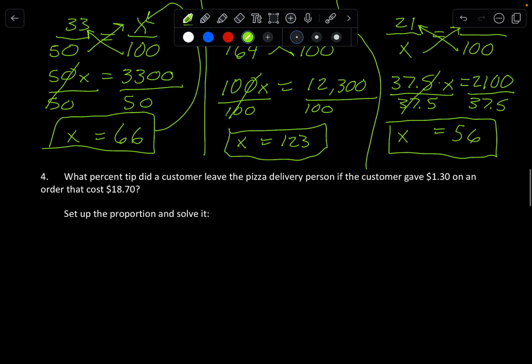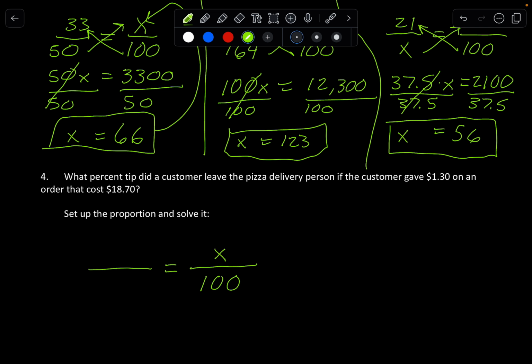All right, last little story problem here. It says, what percent tip did a customer leave the delivery person if the customer gave $1.30 on an order that cost $18.70? So let's take a look at this problem here. Again, we'll set up the proportion the exact same way. We are looking for the percent here, so we're looking for the percent out of 100. That's going to be the value we don't know.